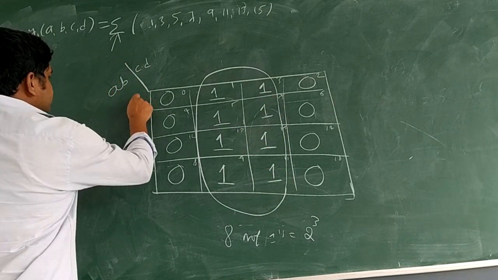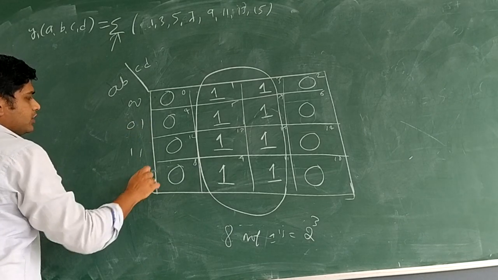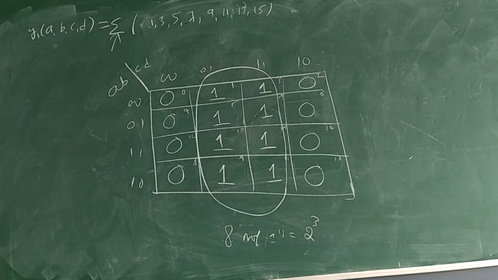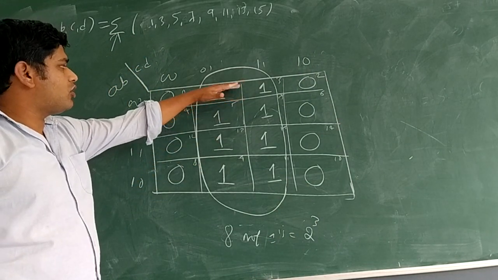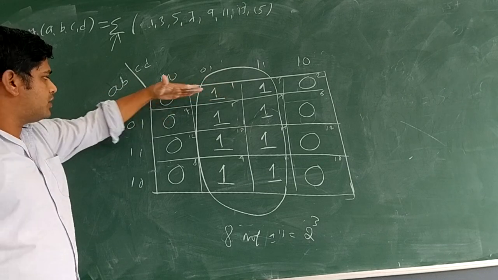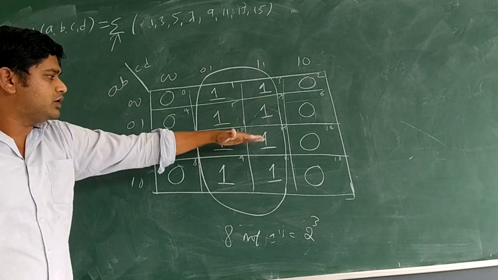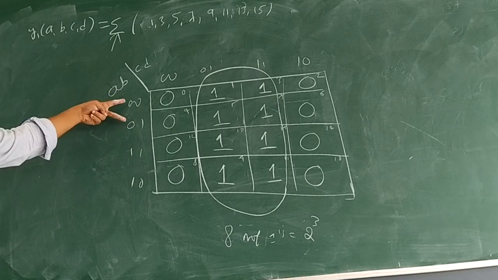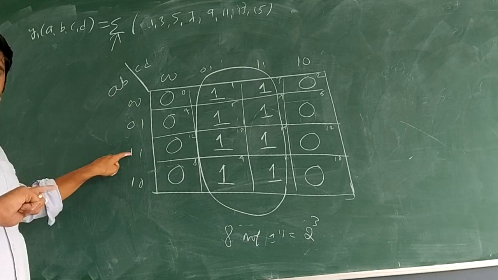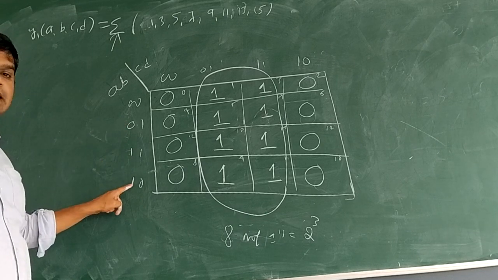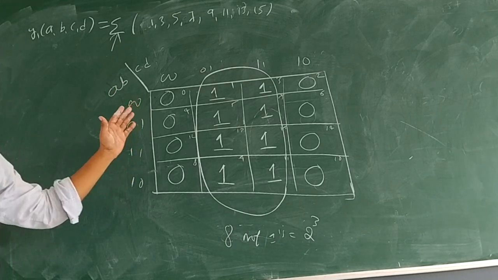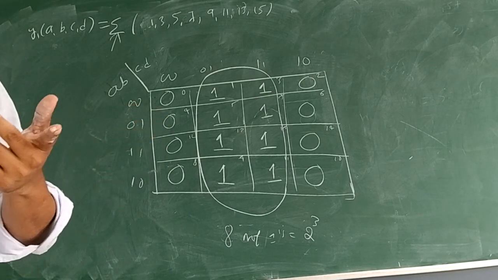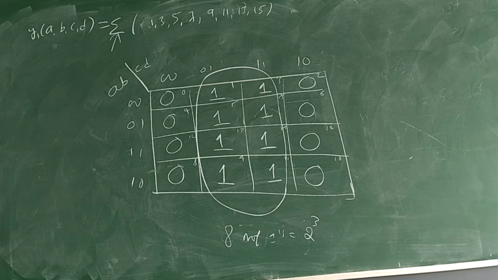So what are the rows? 0, 0, 0, 1, 1, 1, 1, 0, 0, 0, 0, 1, 1, 1, 0. So now, how many columns are there? Sorry, how many rows? First row, second row, third row and fourth row. 4 rows are there. So you can expect A complement A cancels, A complement A cancels, hence complete A cancels. B complement B, B with B complement. So pair of complement and normal variable cancels.